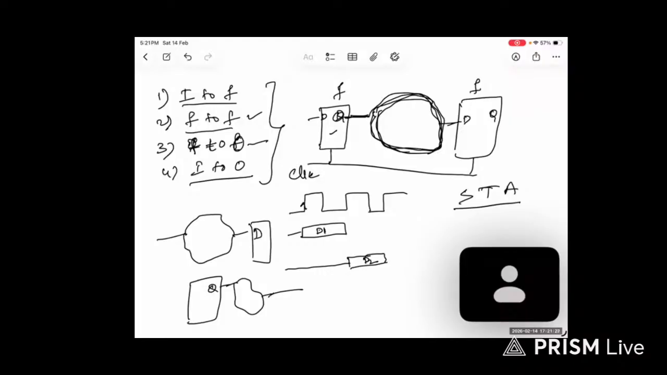Can anyone answer this question from Satya? Did you guys get the question from Satya? He's asking, there will be a lot of flop to flop paths. After this flop also there will be some paths, and before this flop also there will be certain paths. He's asking why we are considering only one path, not the entire path. That is your question. Yes, sir.